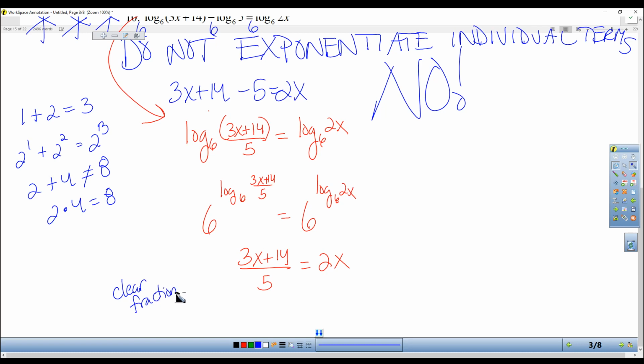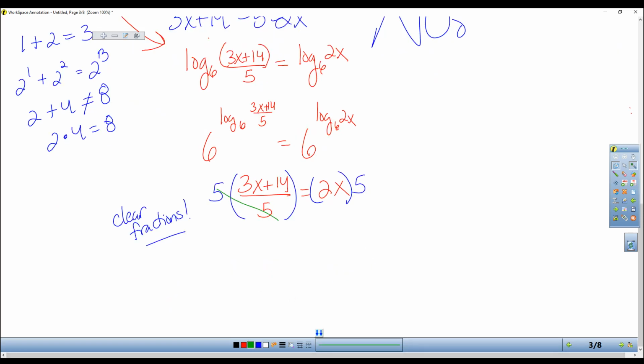I would love for you to walk away from this year saying, I'm not afraid of fractions. I can clear them away. And now this cancels, and I get 3x plus 14 is equal to 10x. Subtracting 3x from both sides, 14 is 7x, and x is equal to 2.